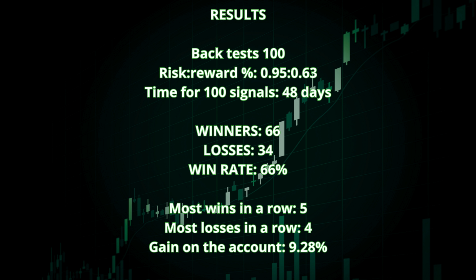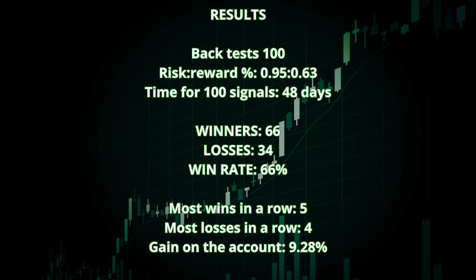It took a total of 48 days, and in this test, there were a total of 66 successful trades and 34 losses. Therefore, the success rate of this strategy can be considered relatively high with its 66% win rate, but it is largely due to the small risk-to-reward ratio. As for winning streaks, we had the most 5 wins in a row, and conversely, we had a total of the most 4 losses in a row.